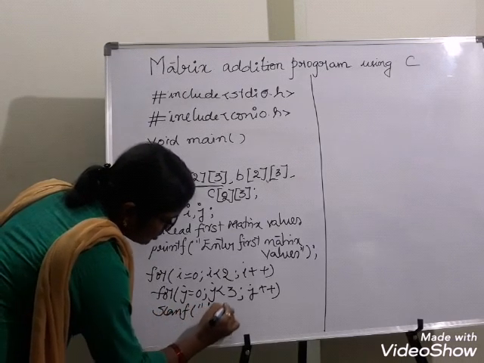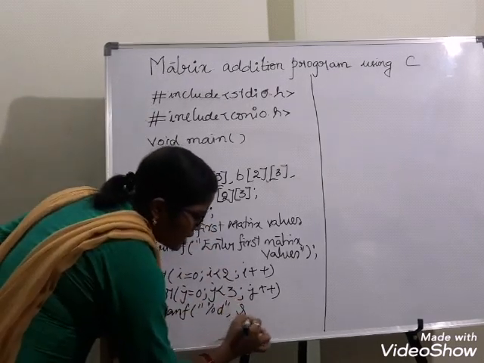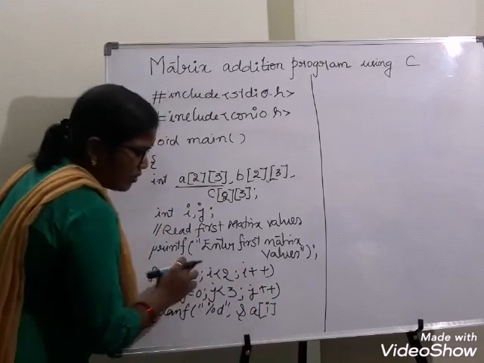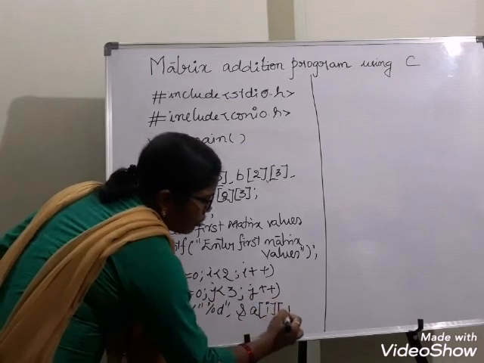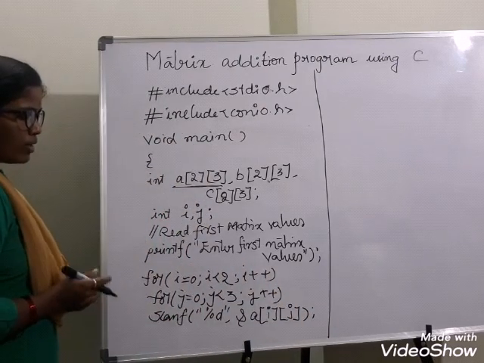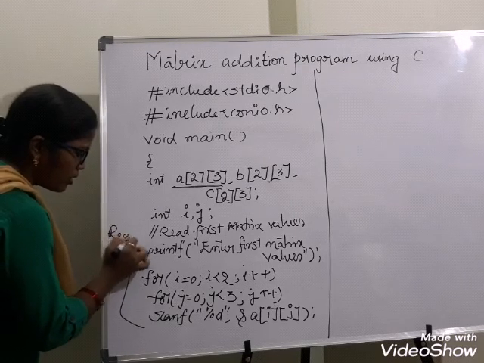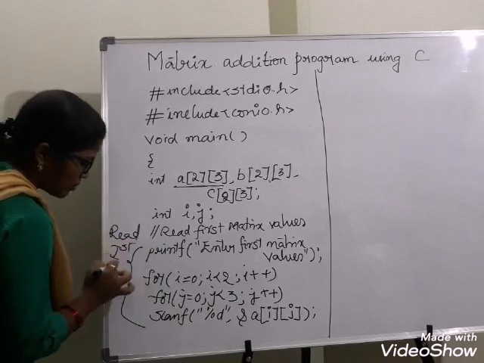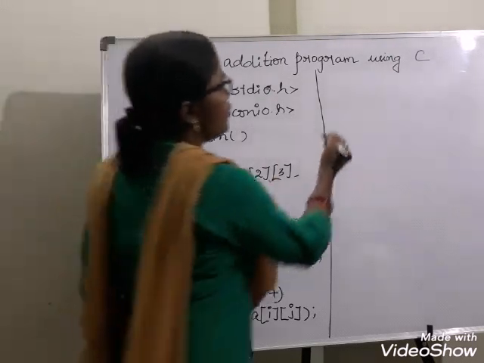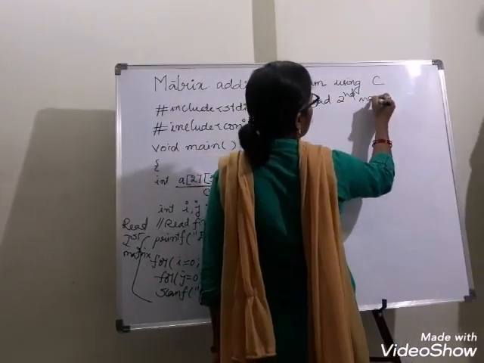Here I will scan my values. All the values are integer type, so %d, and the value is the address of A[i][j]. Close. What I have done up to here is to read the first matrix. Same way I have to write for reading the second matrix.